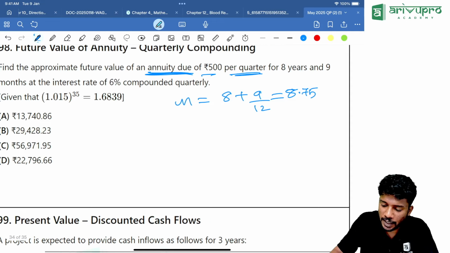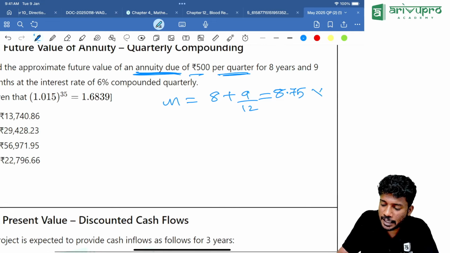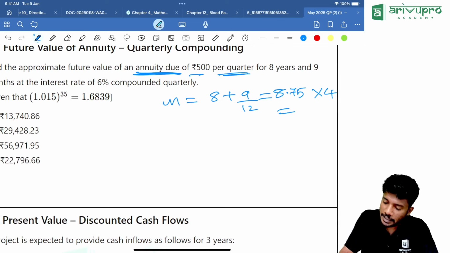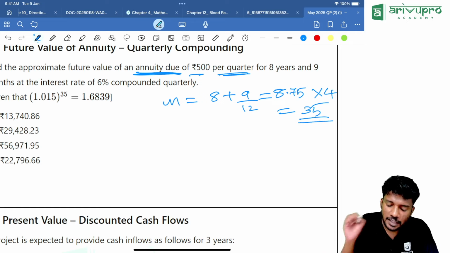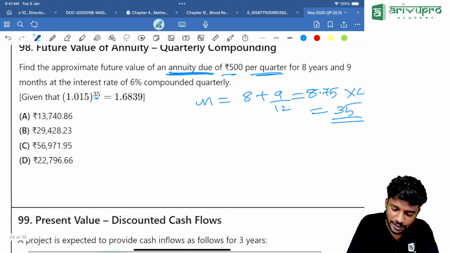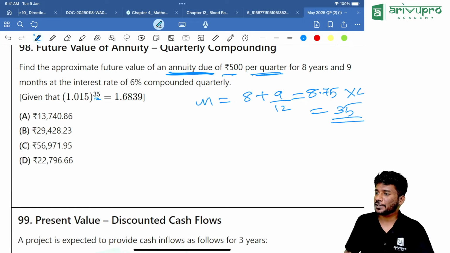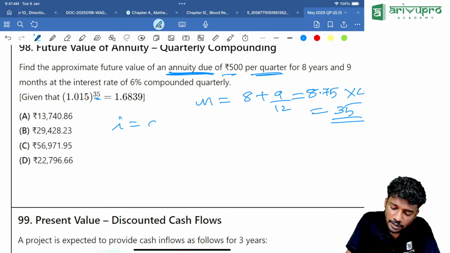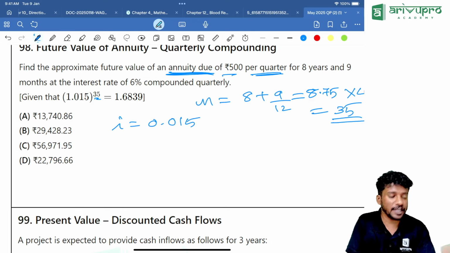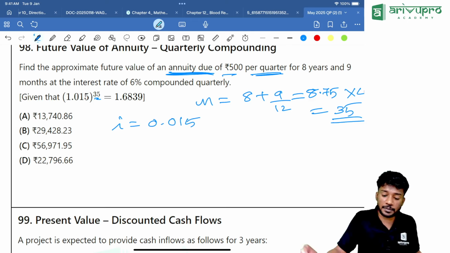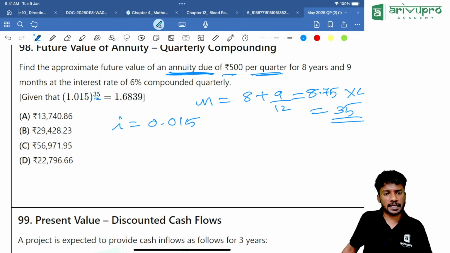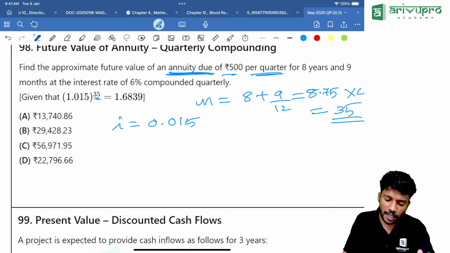8.75 years. But is it quarterly? Yes, that means into 4 is how much? 35. So N value is 35. Anyway, it is written over here, so it's not a problem. Then I value is how much? I is 0.015. How did you get it as 0.015? That means 6 divided by 4 will give you 1.5. Then again divided by 100, that will be 0.015.